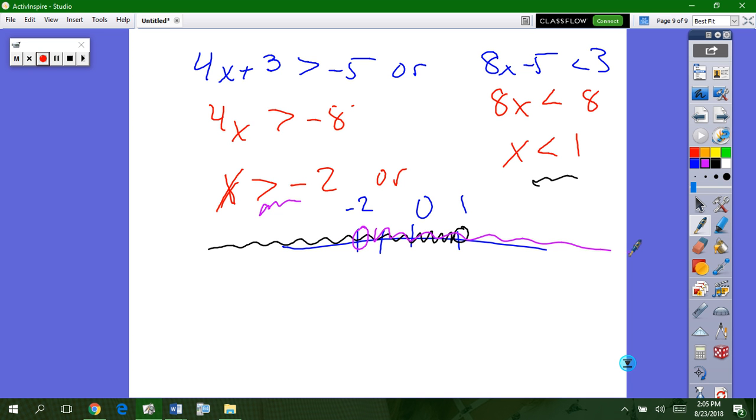Pick any number, I don't care. Somebody tell me. 172, okay? 4 times 172 is a big number. When I add 3, it's a big number. Is that greater than -5? It's true. So does that automatically make this true? It does, doesn't it? Okay, give me another number. 10. Okay, that's over here. I've already done that. Let's do -10. That's -40 plus 3. That's -37. Is that greater than -5? No, that does not work.